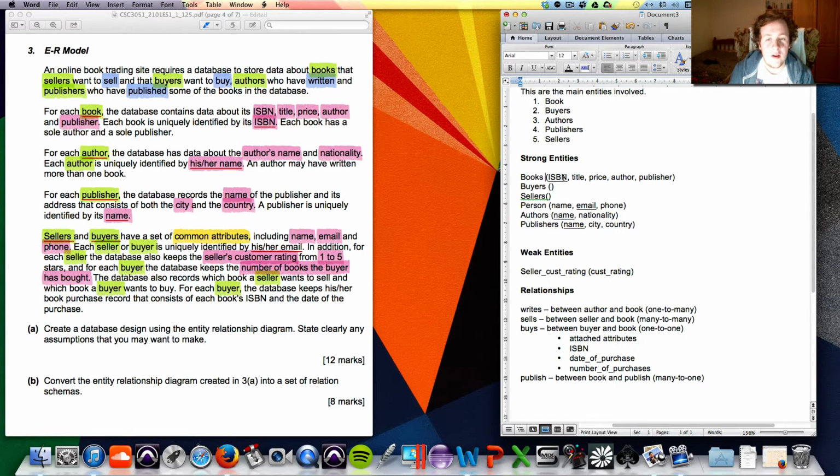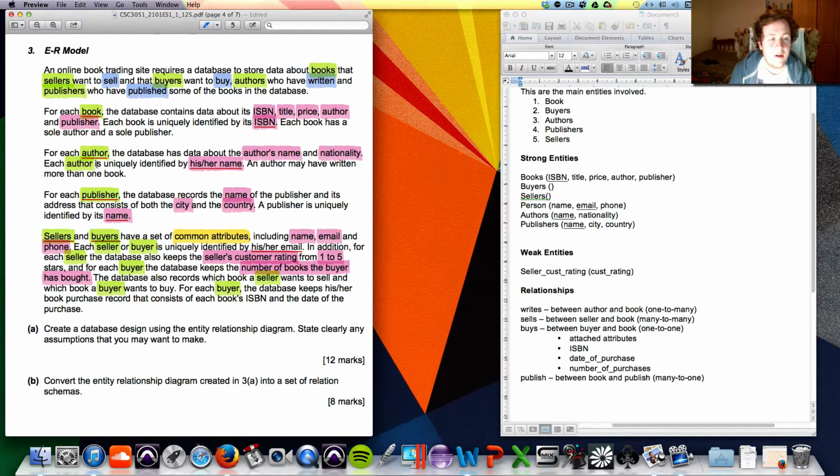So I basically just took the attributes, so book, and then here are the attributes, and I put them here. And this is what I would do on paper. I just had to type it out so you could see it. And then I did the same for author. So all done here, the author's name and nationality.